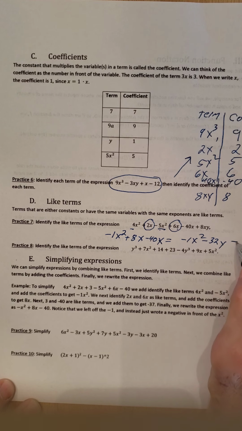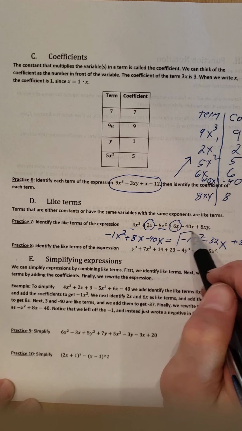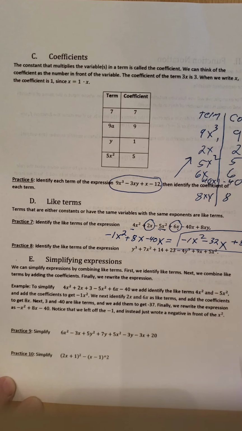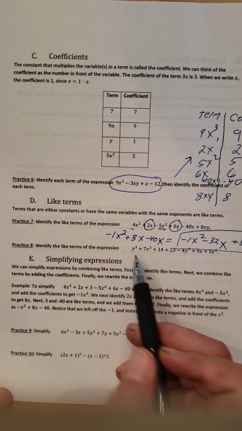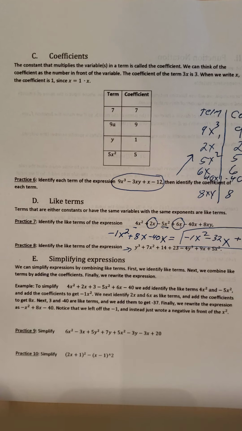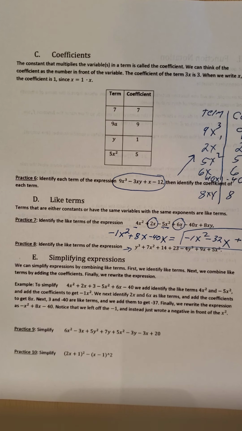And then 8xy is different than the other ones, so I end up with 8xy. So I think my final answer is going to be negative 1x squared minus 32x plus 8xy. Okay? And I'm going to leave this one for you guys to do. Identify the like terms and add them together.